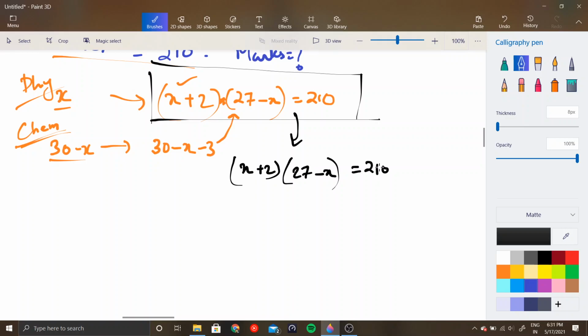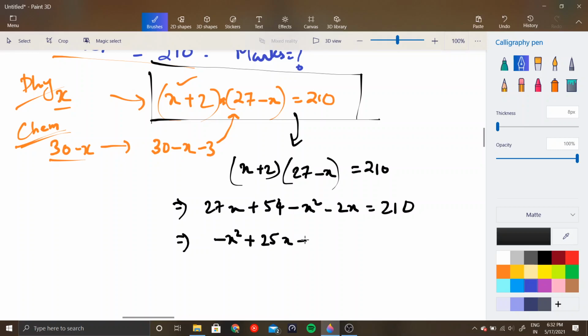So let's solve this equation. Let's break the terms first. That is equal to 27x + 54 - x squared - 2x = 210, right? So this is basically -x squared + 25x + 54 - 210 = 0. Simplifying this equation, you will get x squared - 25x + 156 = 0, right?